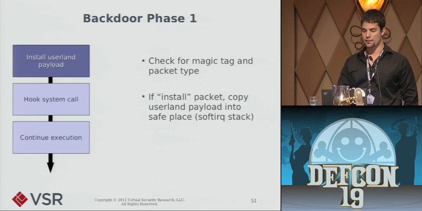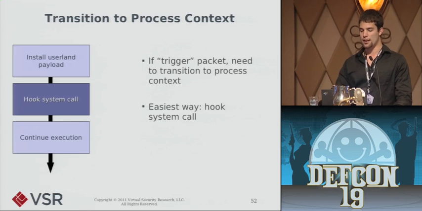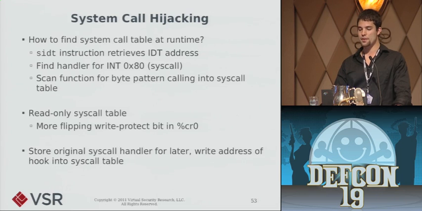So for the first phase, we check the magic tag when we receive an ICMP packet, and if it's an install packet, then we just copy the payload that's in the packet into a safe place, and we're going to keep using the SoftIRQ stack as a good place to store stuff. If we get a trigger packet, then we need to make that transition to process context. And in my opinion, the easiest way to do so is to hook a system call, because whenever a process calls a system call, it will then be executing kernel code in process context, which is where we want to be.